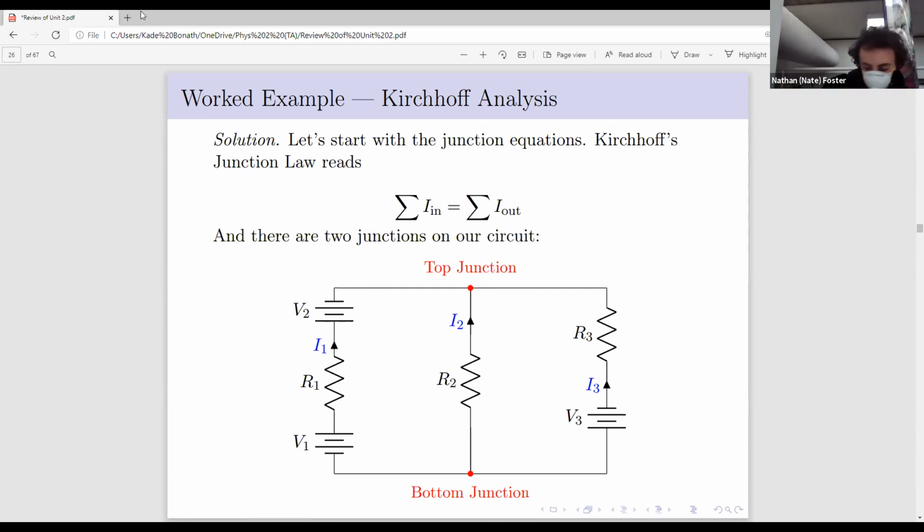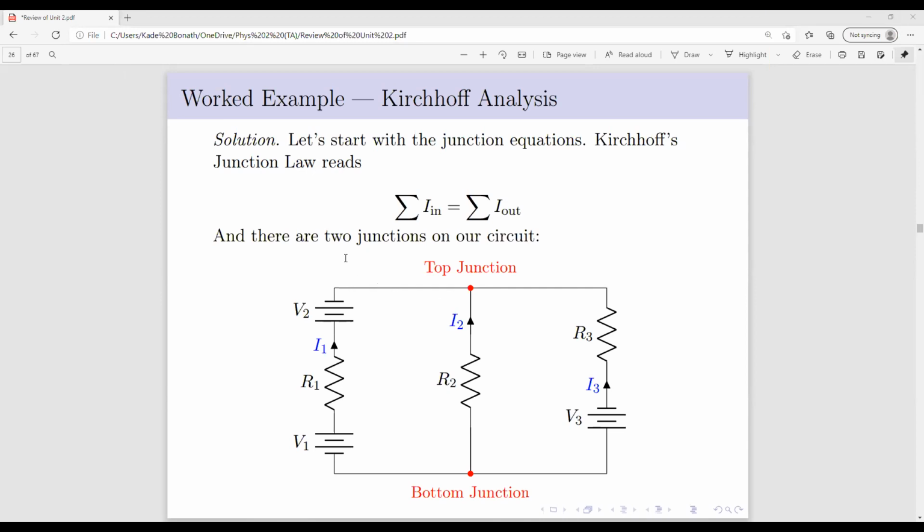Okay, that makes more sense. Yeah, thanks. We're just guessing the direction of the currents, and then depending on the sign that we get from it, we'll know whether or not we guessed correctly. I think in this problem, I1 actually did come out negative. But yeah. Yes, it did.